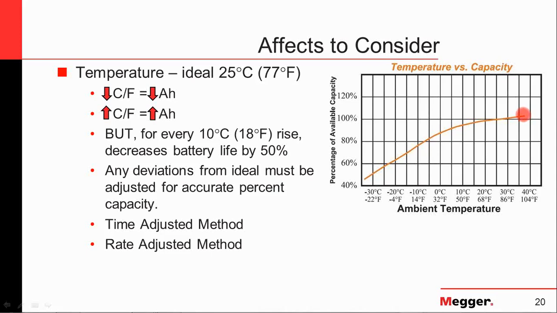So one might think, well, okay, if 77 degrees is good at 100%, maybe I can go to 30 degrees and get 105%. Well, the problem there is that for every 10 degrees C rise, or 18 degrees Fahrenheit rise in temperature, it decreases the battery life by half. So 77 degrees Fahrenheit or 25 degrees Celsius is kind of the ideal point. So any deviations from that have to be adjusted in my capacity calculations. And there's two ways to address that. There's a time-adjusted method and there's a rate-adjusted method. And we'll talk about that next.